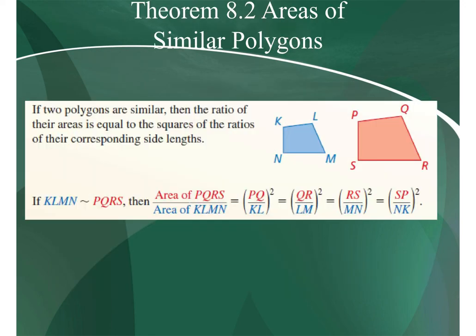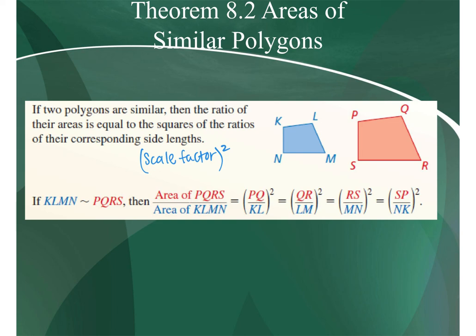Now, when we're talking about area, if two polygons are similar, then the ratio of their areas is equal to the square of the ratio of their corresponding side lengths. So all this is saying is, if you're comparing area, you have to take the scale factor and square it. We're just squaring the scale factor, and then we found our proportion. Then our proportion will hold between the areas of the two figures. So perimeter matches up perfectly with the scale factor. Area, you have to square it in order for it to match proportionally.